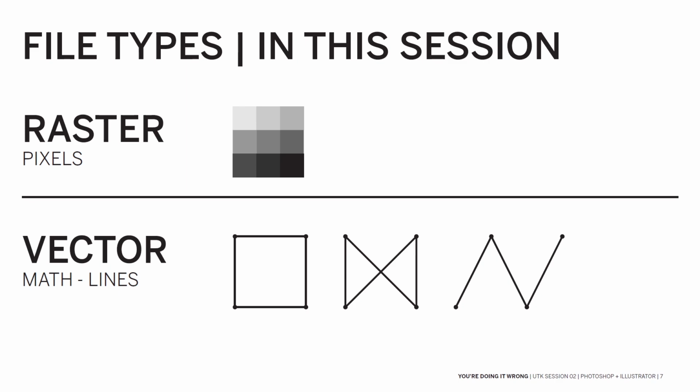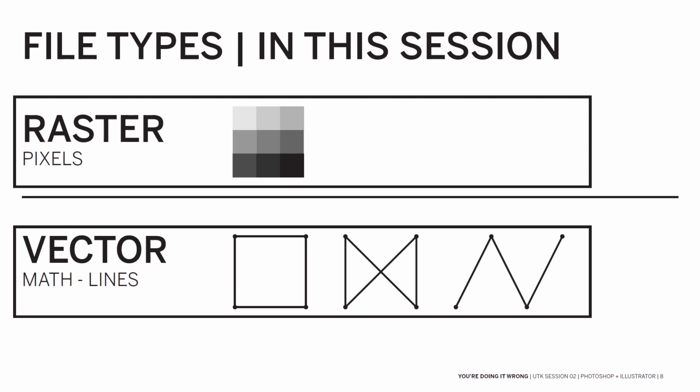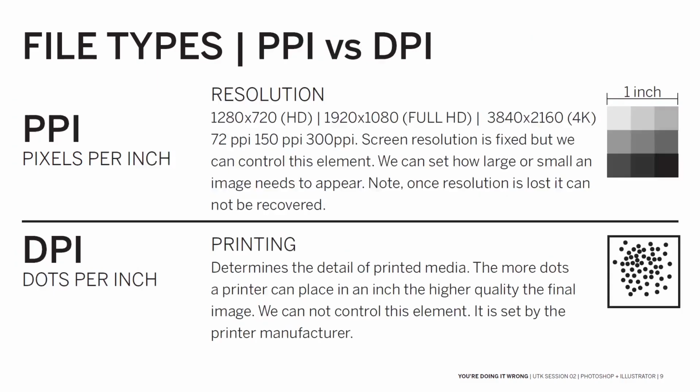So that's the difference between the two, and they require different software to manipulate properly, which is why it's important to understand how you can use Photoshop, which is mainly raster graphics, and Illustrator, which is mainly vector graphics, and use them together. So in this session, we'll be learning and talking about both.